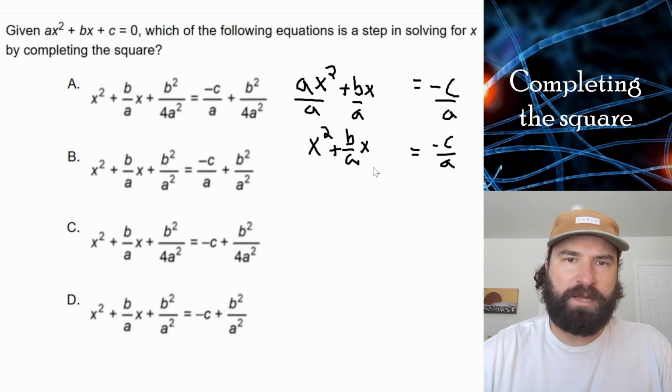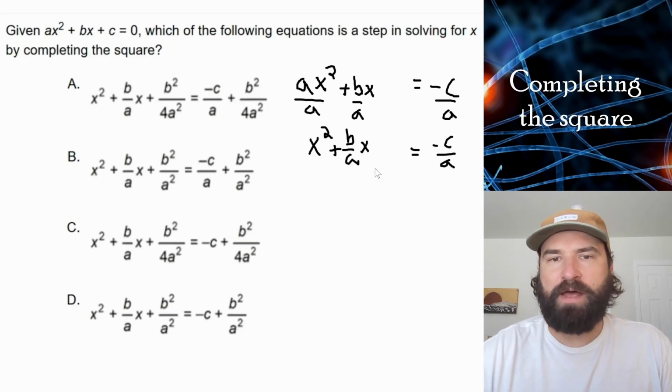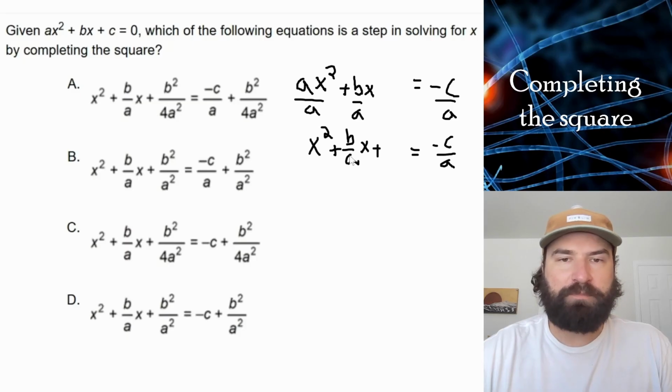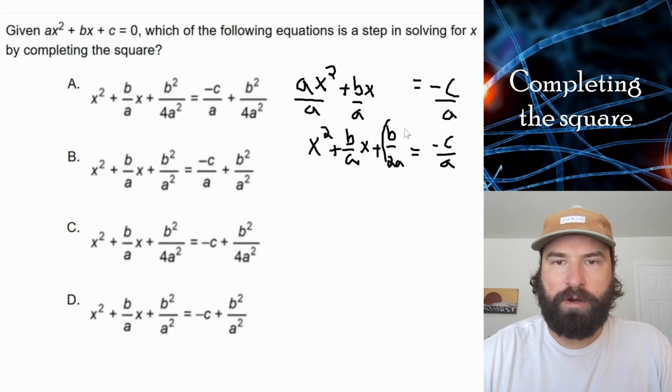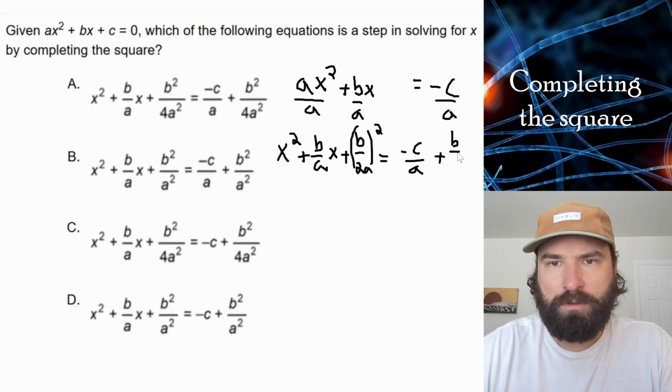Then one of the weirder steps, and the main step in completing the square, is to take the coefficient in front of the x term, divide that by 2, and square it. And then add that to both sides. We're going to take b over a, divide that by 2, which would give us b over 2a, and then we're going to square that term. And what you do to one side, you have to do to the other. So we're going to do that on the other side as well. We're going to add that to this side. We've got b over 2a squared.